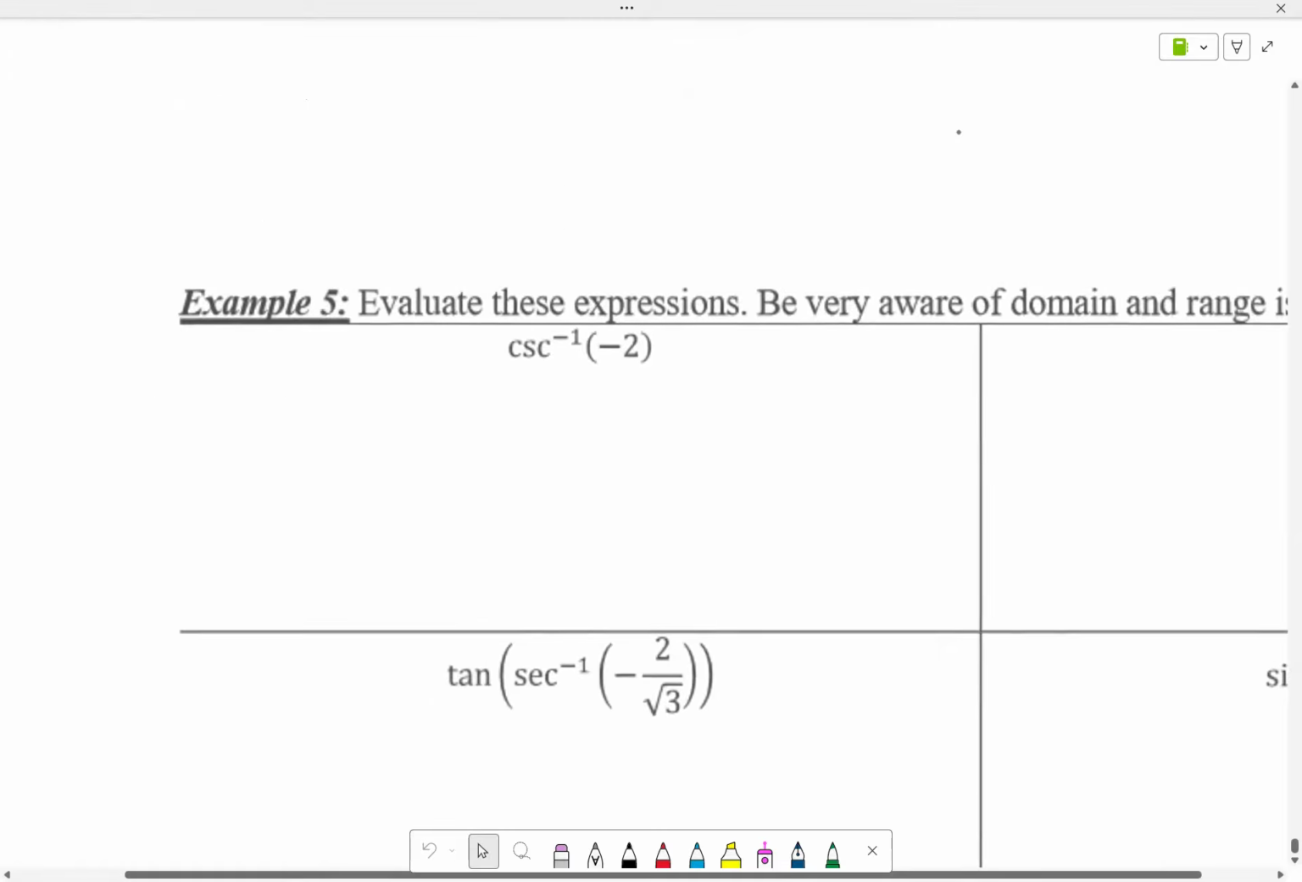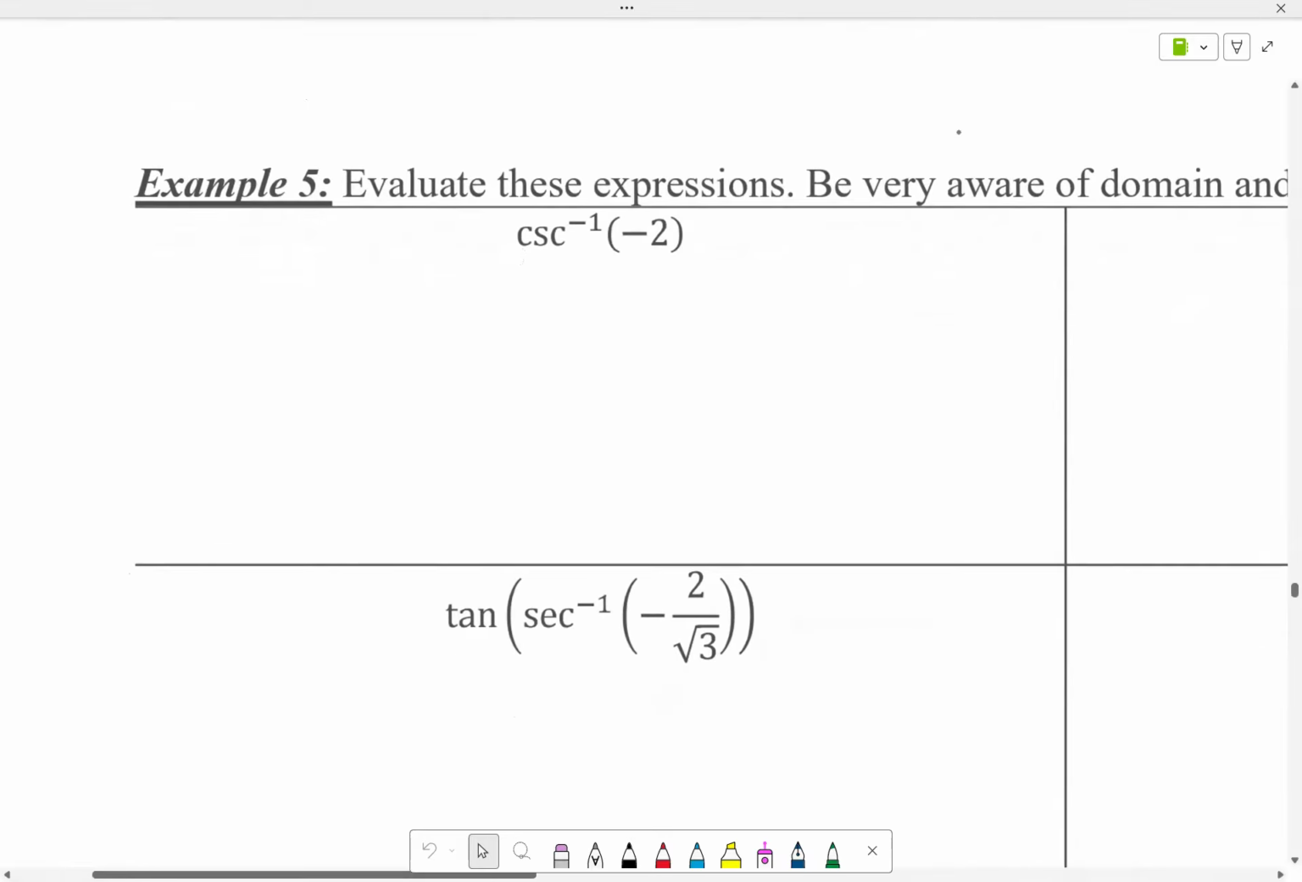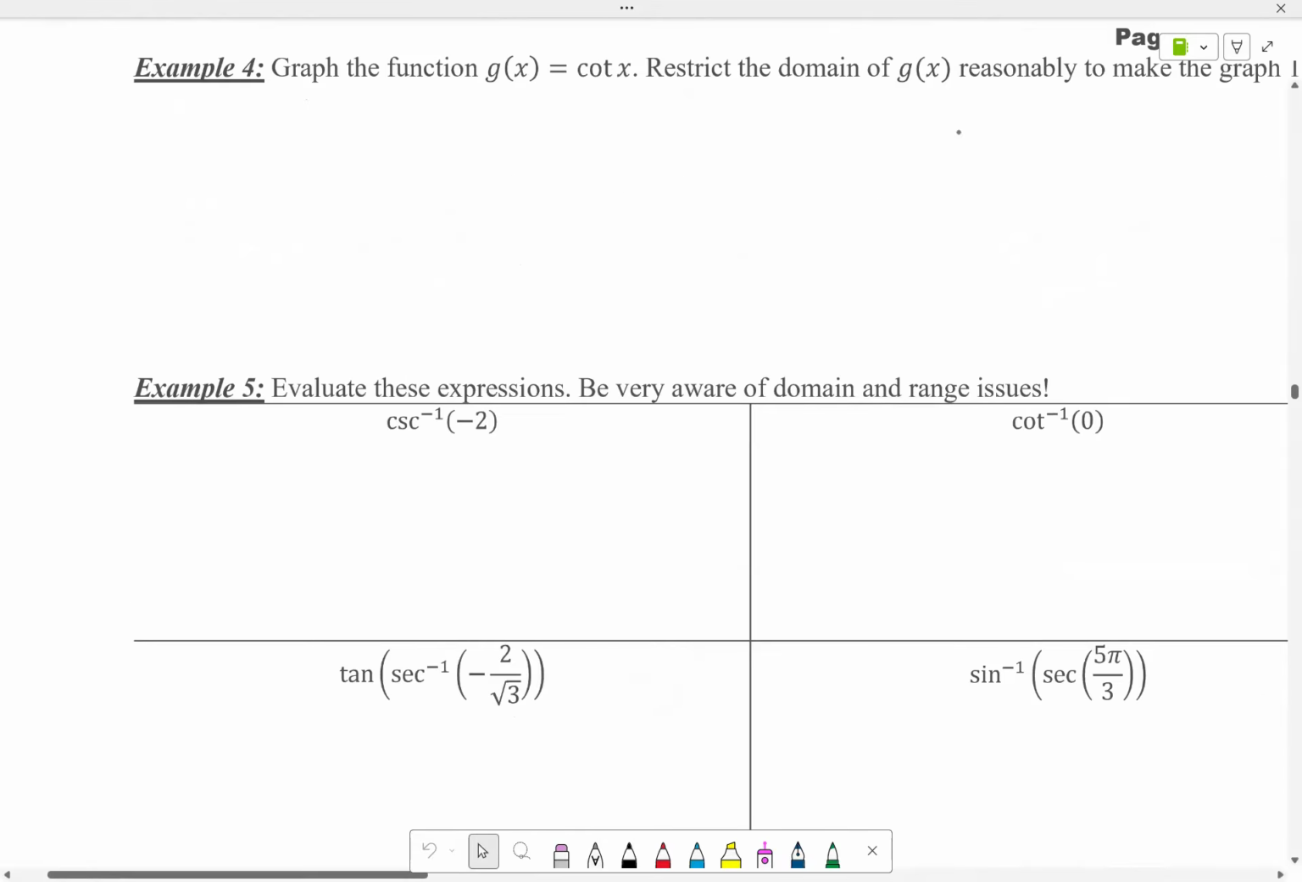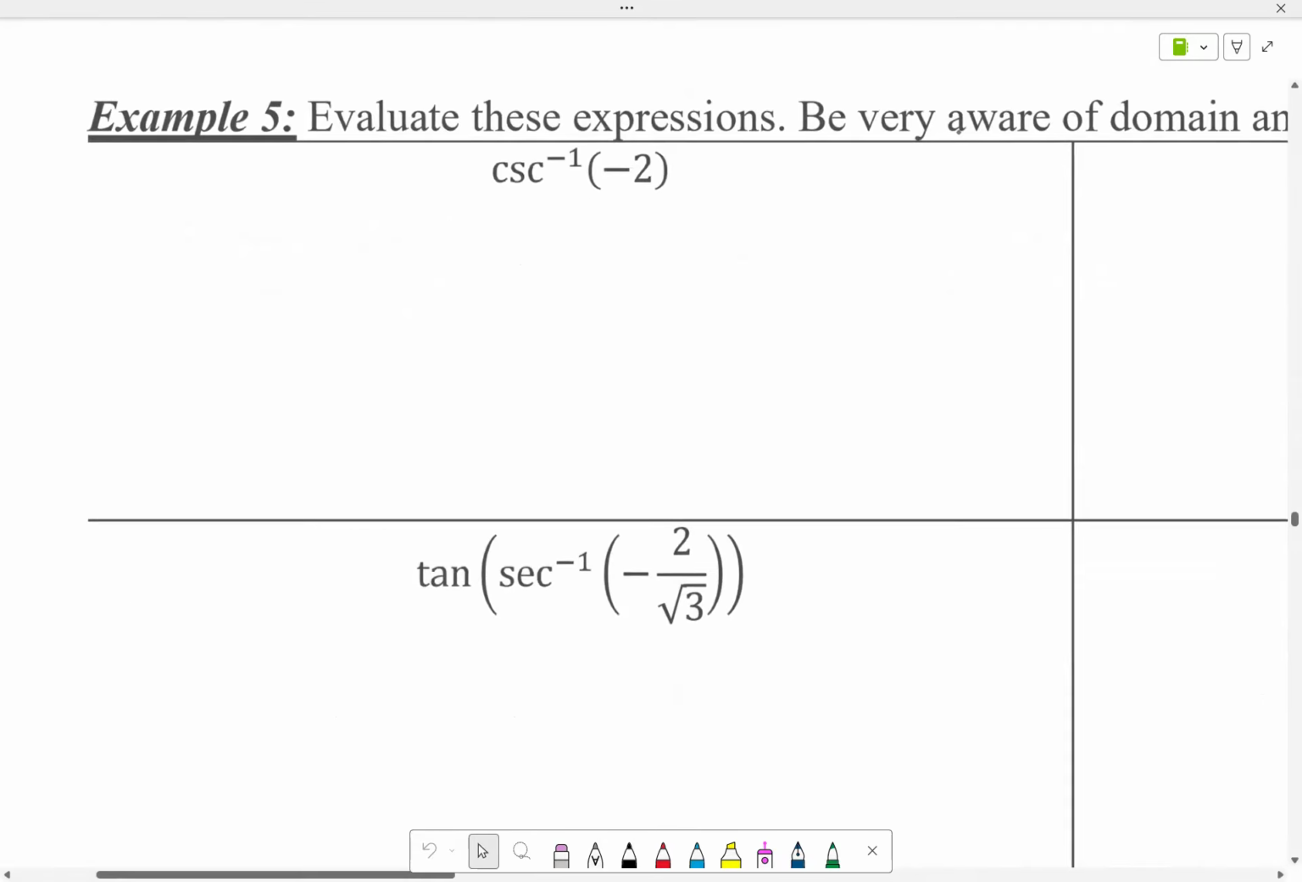Do you want to talk through the first one together? We're on page 18. In this class, in order to do any problem, you need to have meaning. What does this mean? Find an angle whose cosecant is -2. Are we good with that? Anytime you see inverse, it's talking about an angle. So I'm going to think about this whole thing as an angle. The angle whose cosecant is -2.